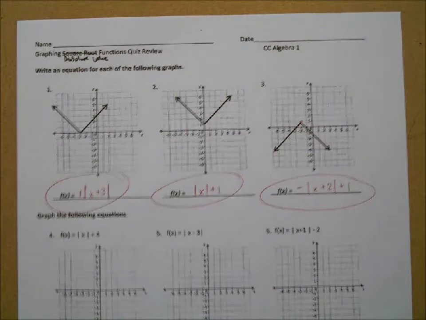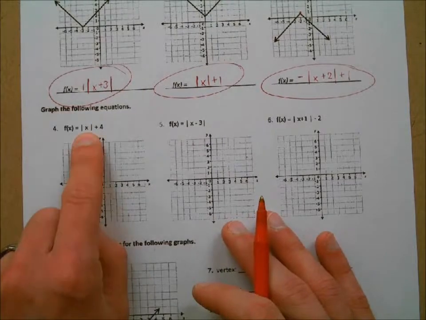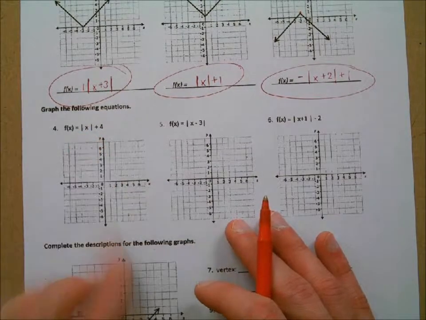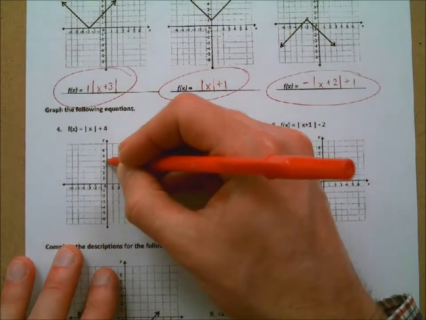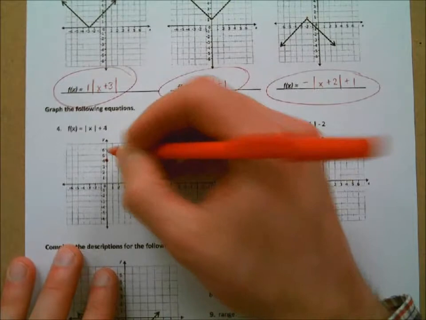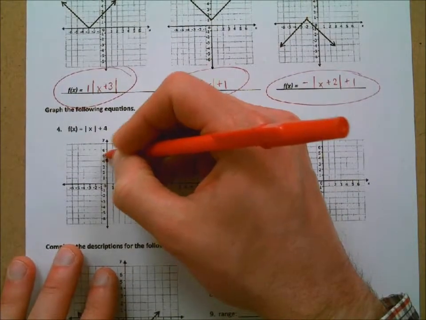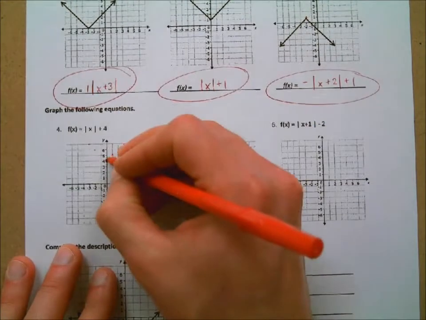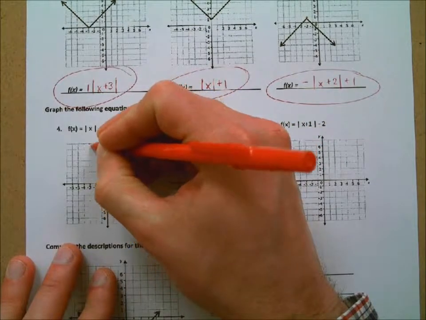Number 4. Okay. Absolute value of x plus 4. What does this tell us to do? Up 4. So from the origin, go up 1, 2, 3, 4. Put a point. And then the slope is up 1, right 1, up 1, right 1, up 1, right 1. And then also up 1, left 1, up 1. Now, sorry about the crappy copies here. That's my fault. Okay, just like that.